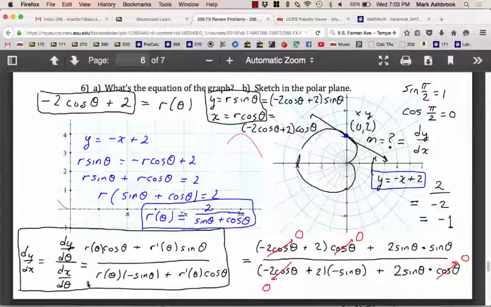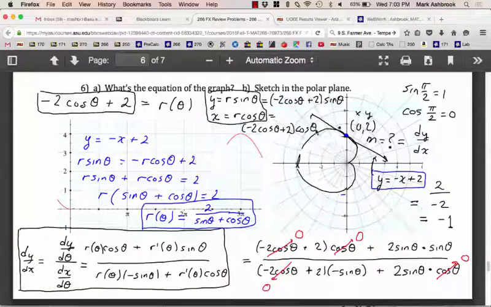If you want a horizontal tangent, you're going to set dy d theta equal to 0. Okay, so that's similar to our parametric problems that we did. So if you're looking for these, say the very highest point, if you want the maximum point or the minimum point of this, it's called a cardioid. It looks like a heart, kind of.